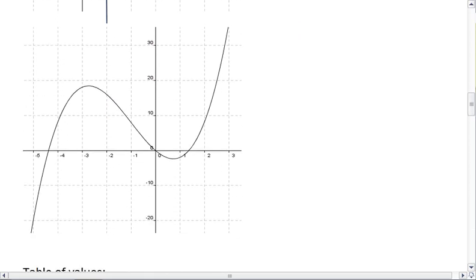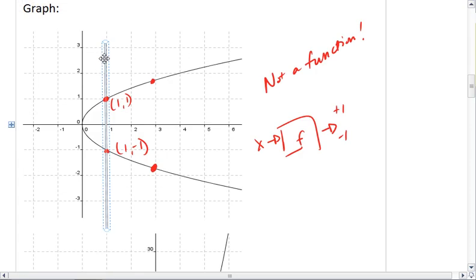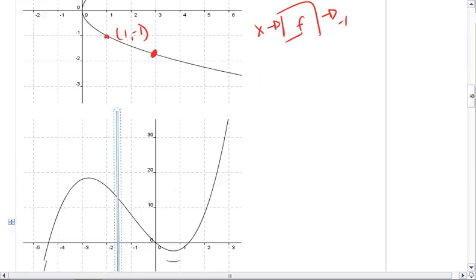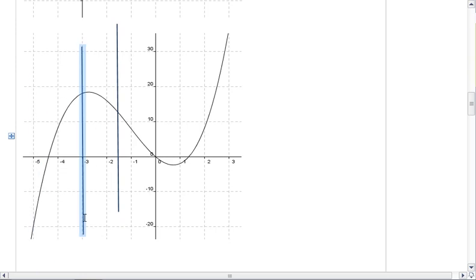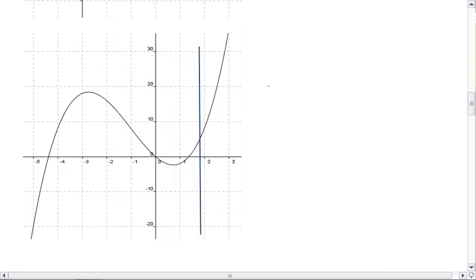We can try it with our second graph, where we see that as we run our line across the graph, the line only intersects the graph at one point at any given time. So for each x value, we only have one y value that corresponds to it, meaning that yes, this is a function.